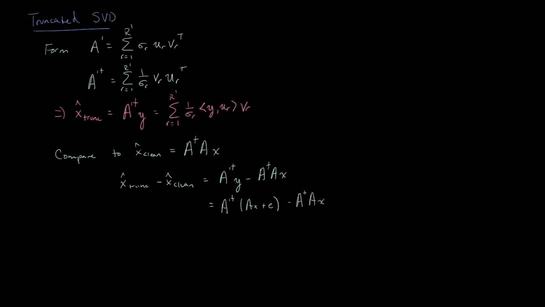And now if we collect all the terms involving x on one side and isolate the term involving e on the other, we see that the error is controlled by two factors. One involves the difference between the pseudo-inverse of A prime and the pseudo-inverse of A applied to Ax, and the other involves the pseudo-inverse of A prime applied to e. We can think of these two terms as corresponding to fundamentally different phenomena. The first one is an approximation error that results from the fact that we're using this approximate pseudo-inverse, and the second term is just our noise error.